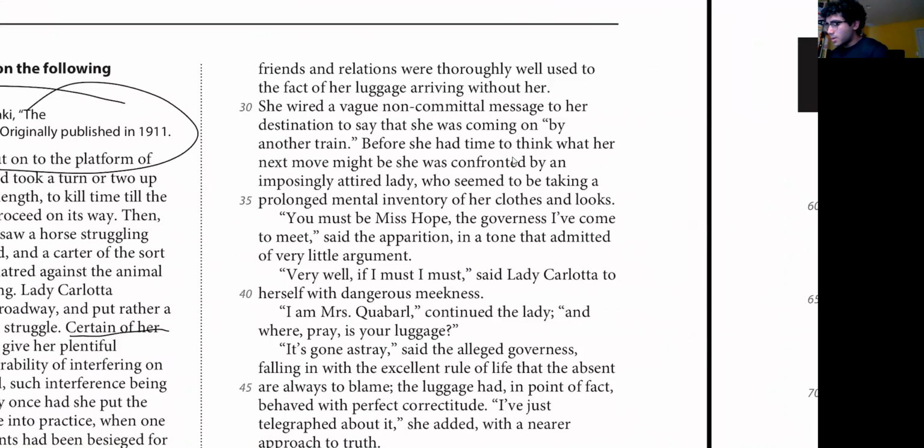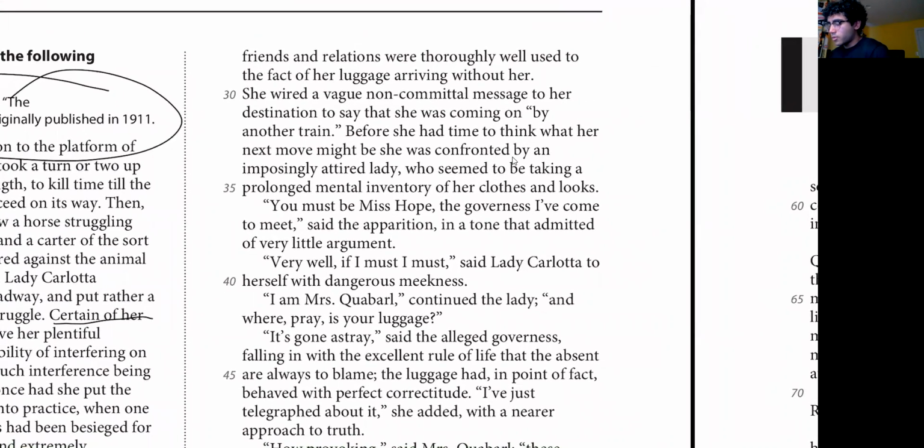"Very well, if I must, I must," said Lady Carlotta to herself with dangerous meekness. "I am Mrs. Corval," continued the lady, "and where, pray, is your luggage?"